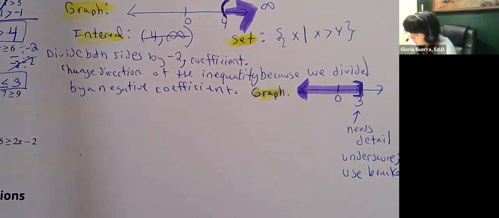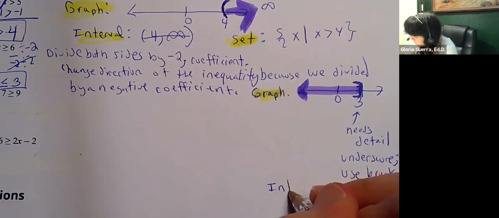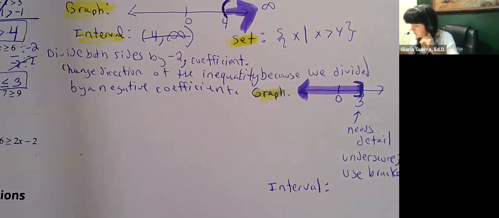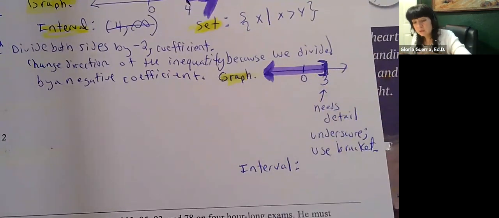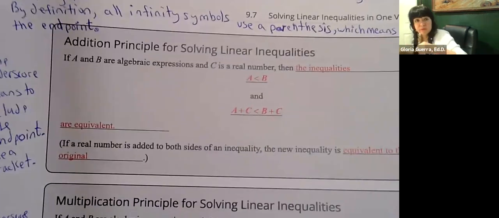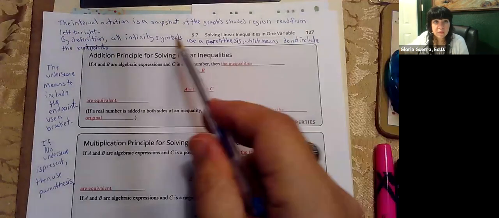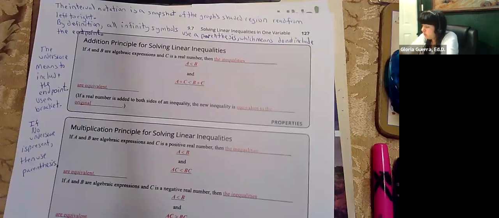Okay, so I did the graph. I need the interval now. The interval is a little snapshot of your graph. So we read it from left to right. Did we say that you read from left to right? Yeah, read from left to right.